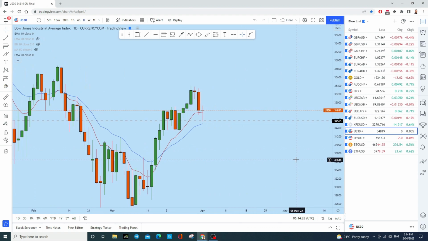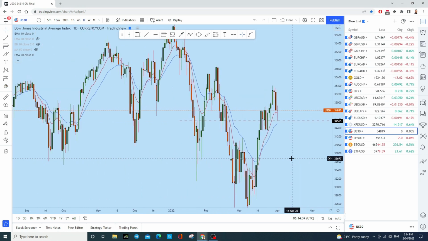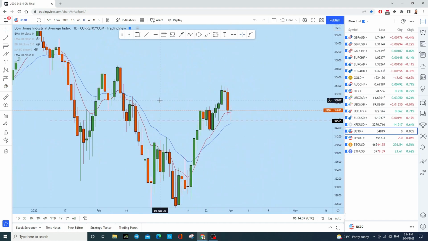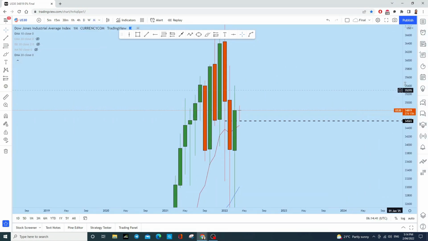Now what you will see is that US 30 is currently bullish. Over the long term it is bullish. This is a daily chart. So let me give you a full multi-time frame analysis, then we will decide how it may happen.